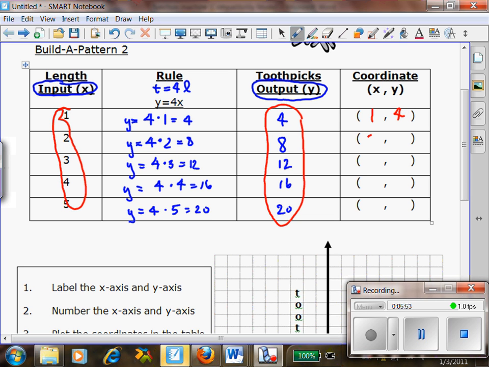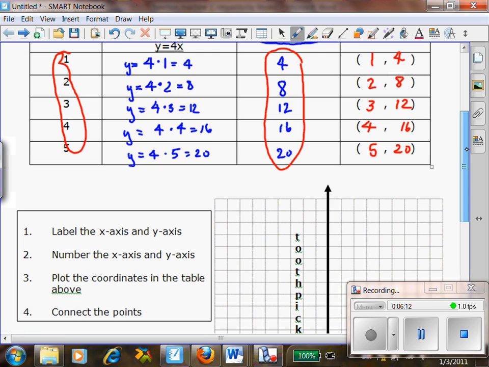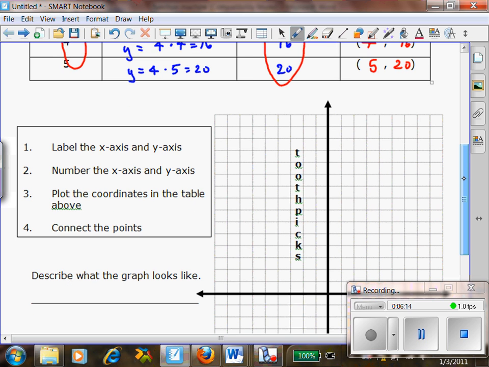So when I have a length of 1, I use 4 toothpicks. When I have a length of 2, or an input of 2, I have an output, which is the Y value, of 8. When I have an input of 3, I get an output of 12. 4, 16, and 5, 20. We could go on for days doing this, but we're going to stop right there.